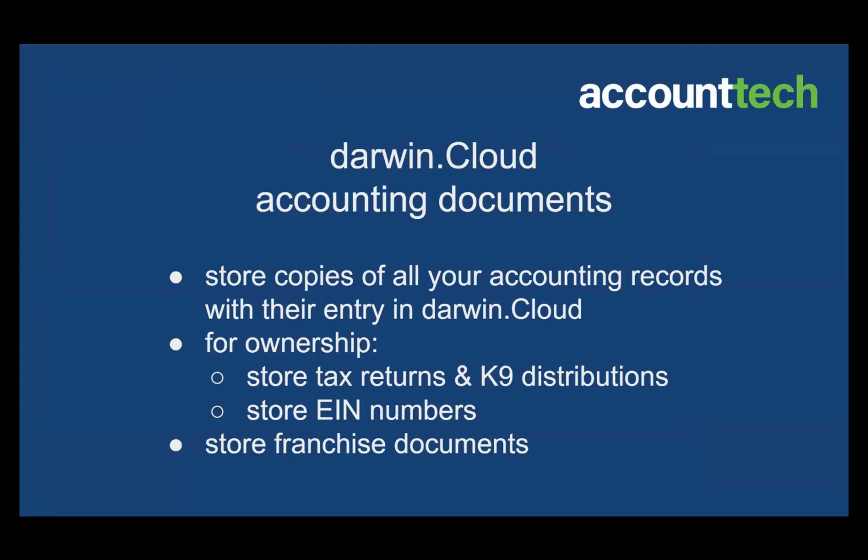We're going to talk about some people records that are not particularly property records, not particularly accounting records, but you might want to use Darwin as a place where you store critical company information or copies of critical documents. I'll cover that at the end of the webinar. Let's just start with accounting records first. You have all kinds of different accounting records in AccountTech, from invoices to bills to bank deposits, whatever. For all of that, you can store accounting record documents right here in darwin.Cloud now.